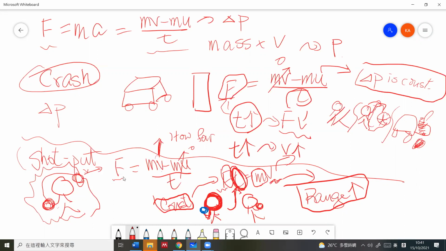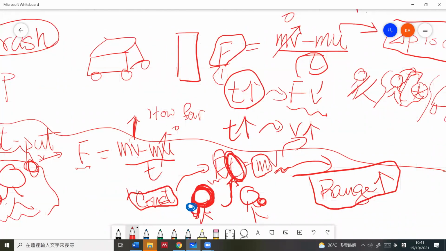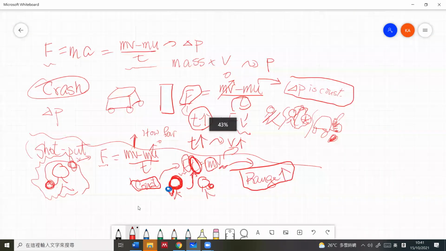Because you use a larger force to push the ball, and since the force is a constant, you need to increase the time in order to have a faster V. So the change in momentum can be used to explain different situations.